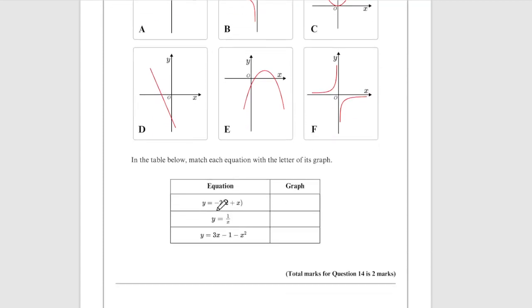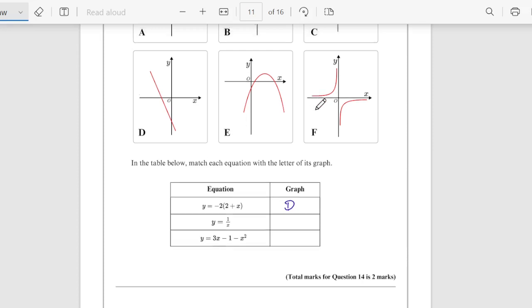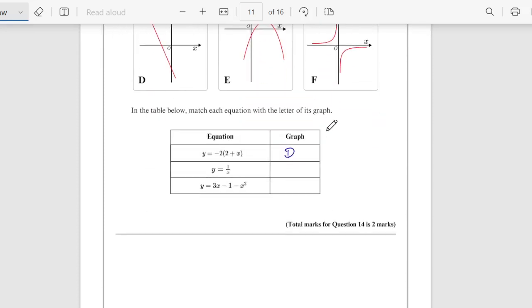Okay, so match them up then. This is going to give us a negative intercept and this is going to be a linear. It's going to be a negative intercept and negative reciprocal, so that's going to be graph D. We've then got the positive reciprocal, so that's going to be graph B. And then we've got a negative quadratic, so that is going to be graph E, so DBE.